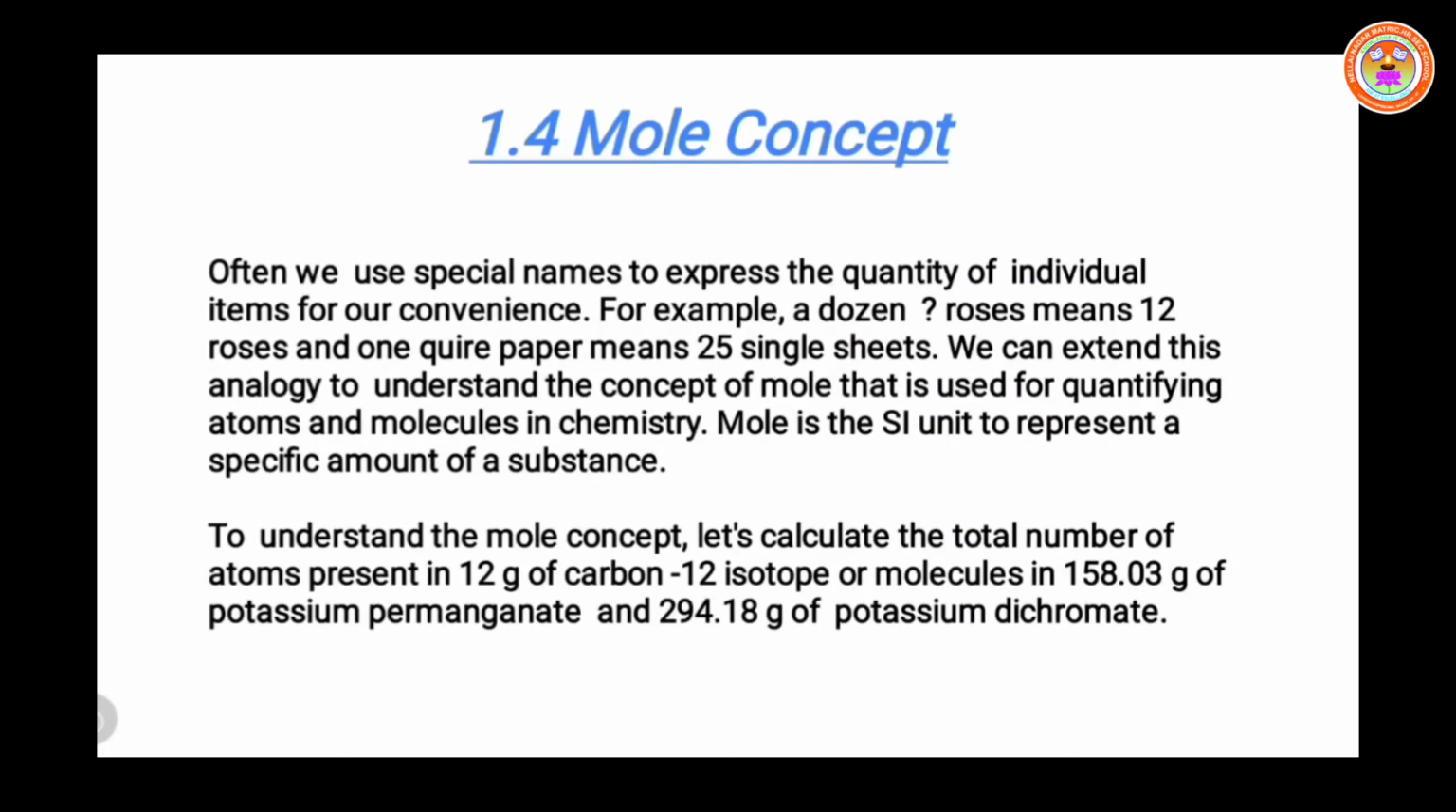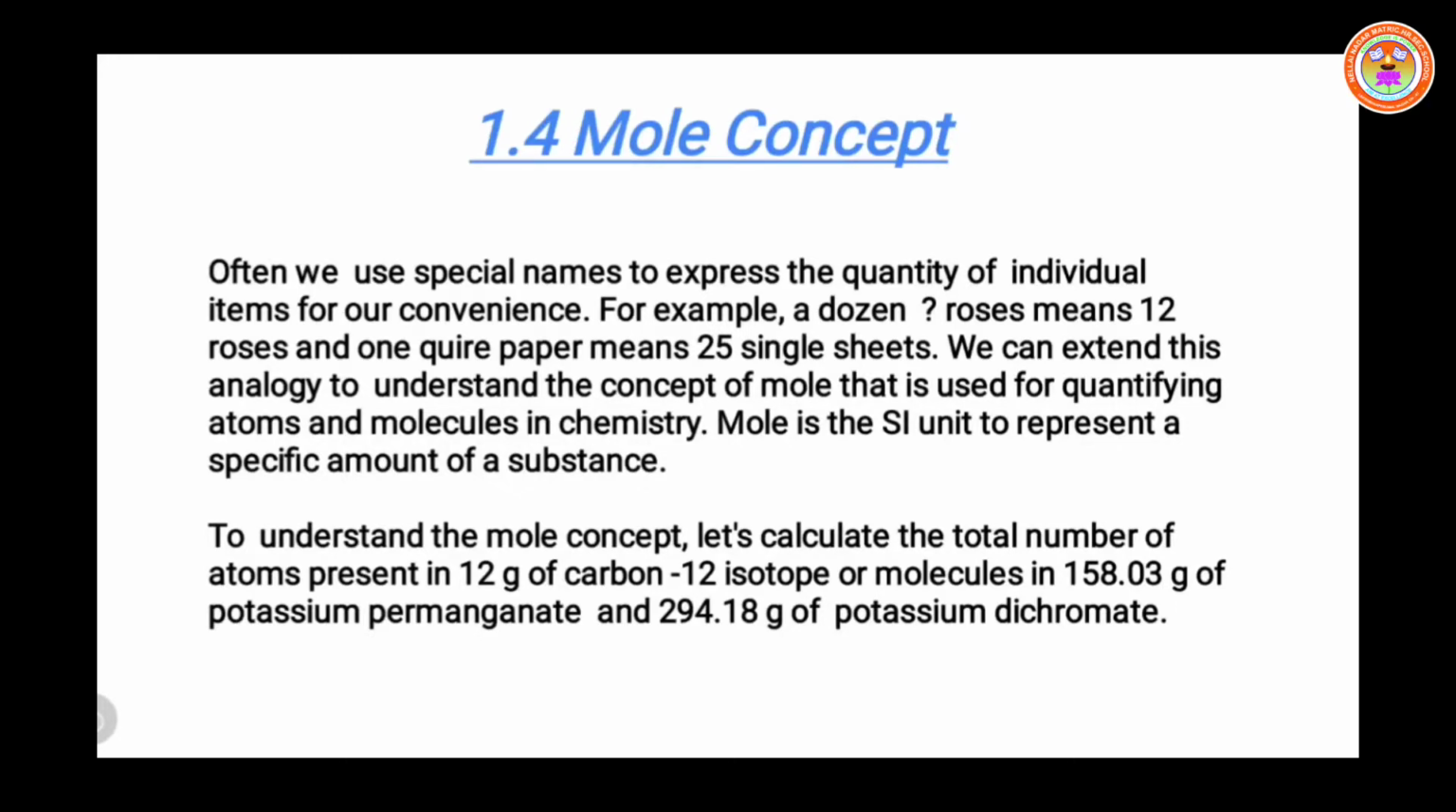Often we use special names to express the quantity of individual items for our convenience. For example, a dozen roses means 12 roses and 1 coil of paper means 25 single sheets. We can extend this analogy to understand the concept of mole that is used for quantifying atoms and molecules in chemistry. Mole is the SI unit to represent a specific amount of a substance. In chemistry, the quantity of a substance is expressed by the term mole.